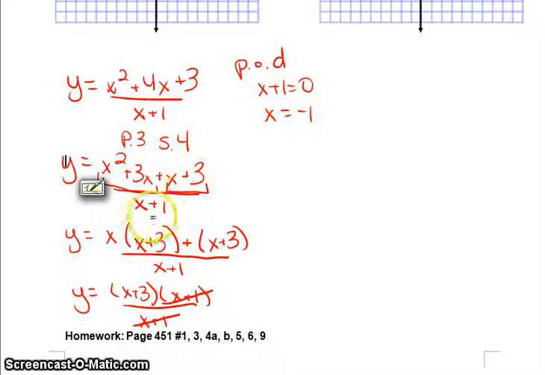And to find that coordinate, we're going to put that into our simplified equation. So we have y is equal to x plus 3. Putting negative 1 in for x, we have y is equal to negative 1 plus 3, and that's 2. So that means that our hole is at negative 1 and 2.